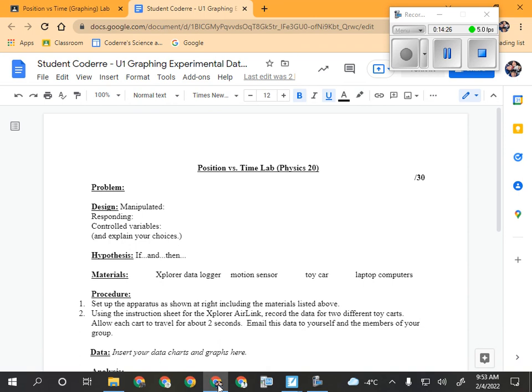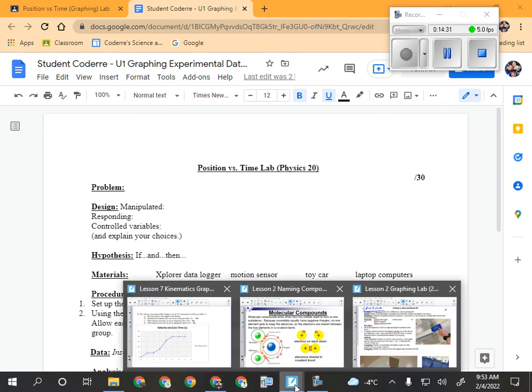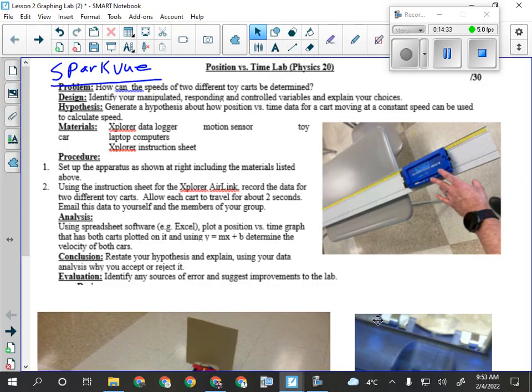So the first thing that has to go in there is the problem. Now, I've put a problem here: how can the speeds of 2 different toy carts be determined? You kind of just need to restate that in your own words, in the form of a question, so it's kind of like Jeopardy, because the problem is always a question, right? So something about how the velocity of a cart can be determined with a position time graph. I'm not terribly picky about the problem, as long as it's not word for word what I wrote.